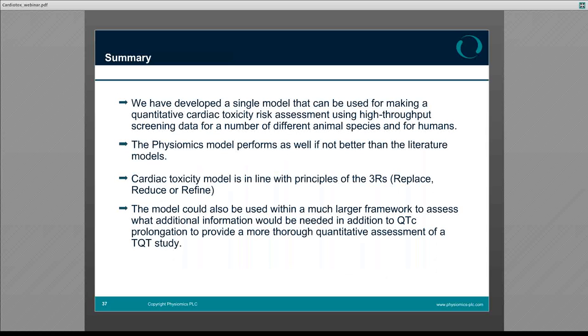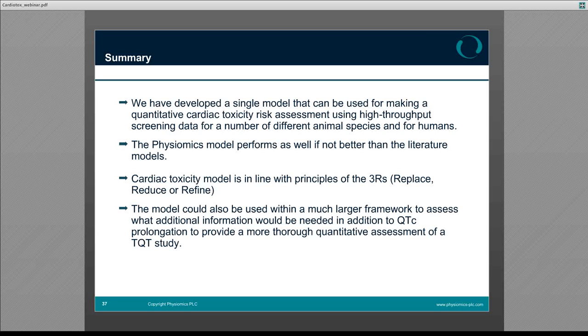So a summary of the talk today and this section. In-house, we have developed a single structural model that can be used for making cardiac toxicity predictions for a number of different animal species and for humans. And like I said before, the fact that it's the same structural model used for all the different species will allow you to make more inferences about the differences between the potency of a compound in one species versus another.